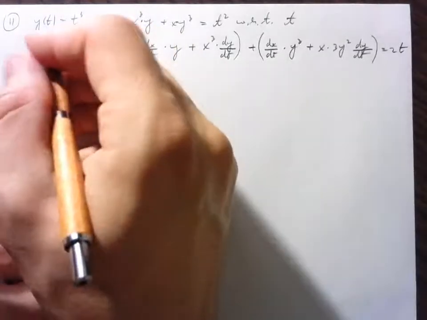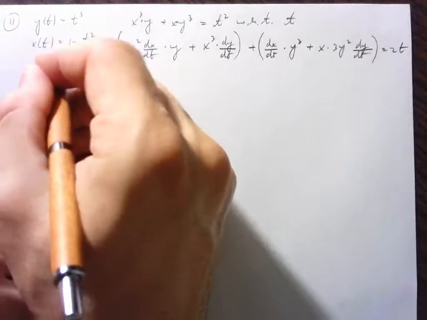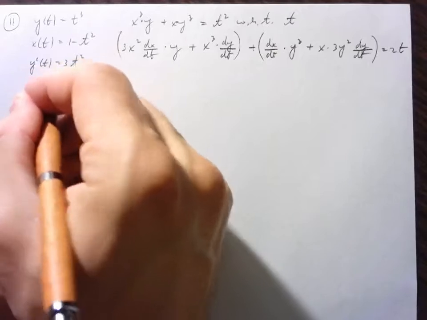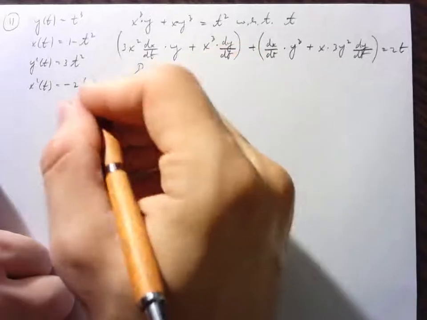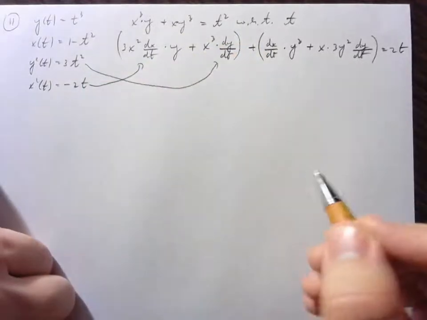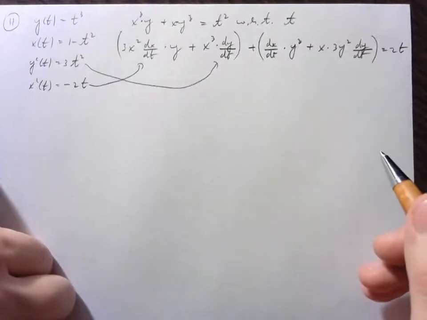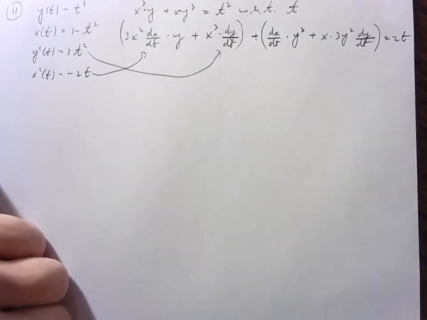Of course, we know the formulas for x and y of t, which means y prime of t is just 3t squared and x prime of t is minus 2t. So I can plug these in anywhere I see dx/dt and dy/dt, and then doing some algebra I actually get a formula that depends only on t. So that's problem 11. I'm not going to write everything, it's a lot of writing, but it's fairly clear what to do.